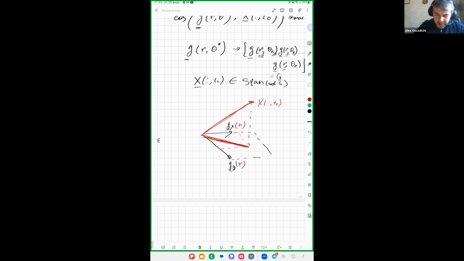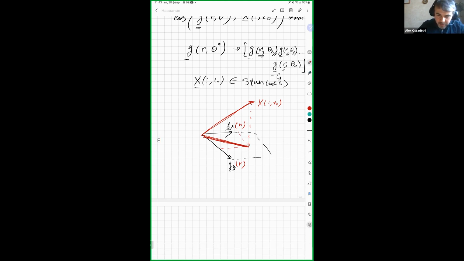Basically, if this guy projects onto this plane, and if it projects well, then the difference between this vector and its projection, this difference, is going to be small.